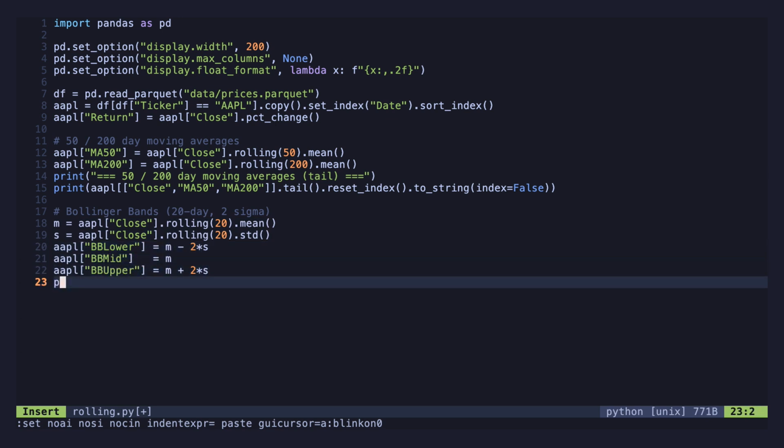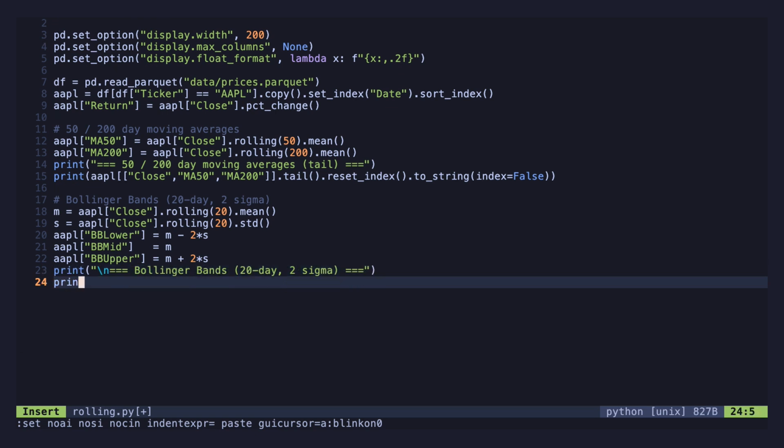Thirty-day annualized volatility. Rolling STD on returns, times the square root of 252 trading days, mapped to percent for readability.